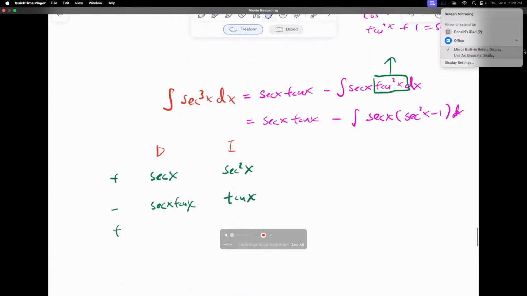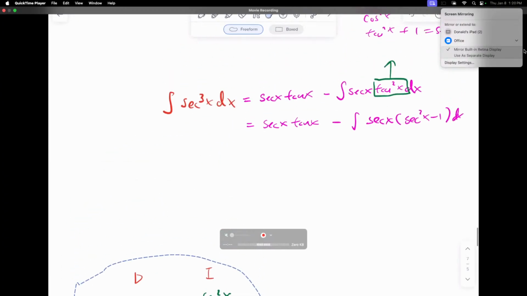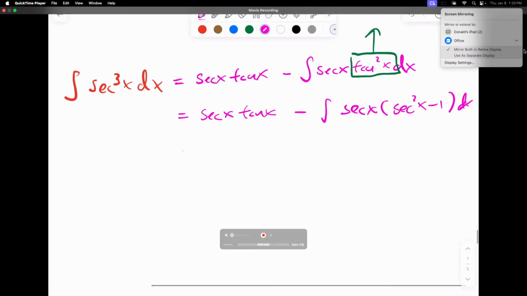Now what we're going to do is we're going to do a little bit. We see something though. We see something. I'm telling you, see something.